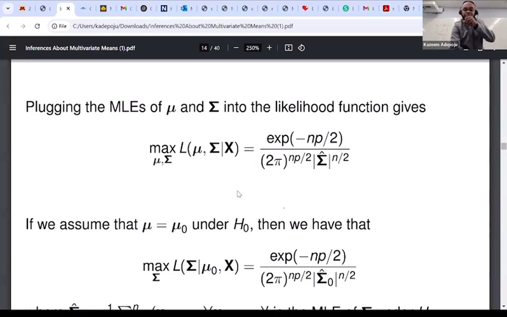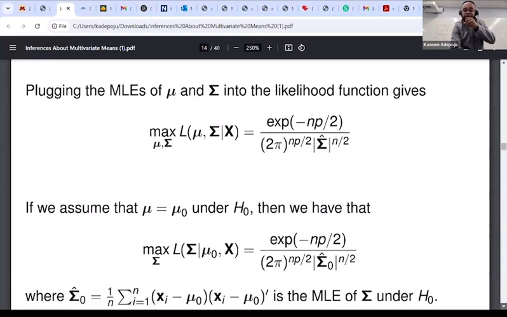Okay. Now, when I have this expression, do you know my belief right now? My belief is that in this expression, I've been able to maximize my mean vector and I've been able to maximize my covariance matrix. Does that make sense? Now, I need to pay attention to this.